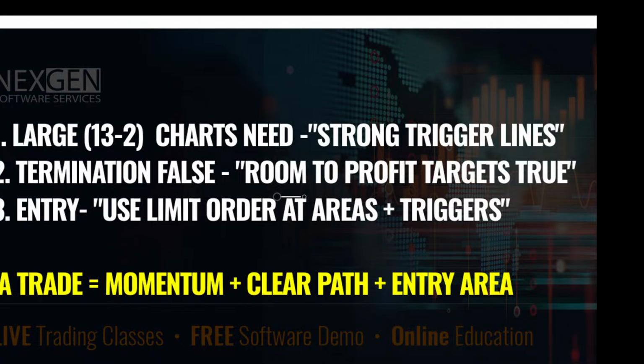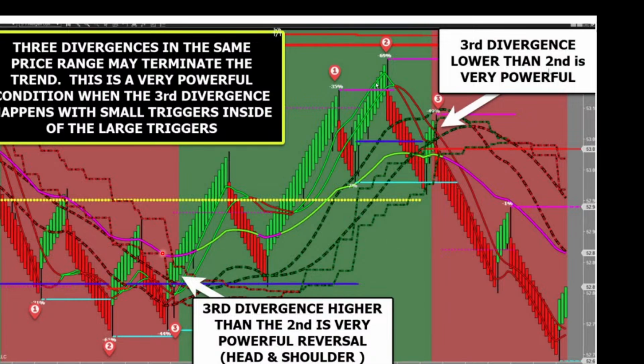If I go to that small chart, there is one time where the small chart behaves as a termination condition. And man, I'm going to say it one more time. There is one time where the small chart behaves as a termination condition and I won't look for the entry. And that is 3 divergences in the same price range. 3 losses of momentum, cyan lines from a low, magenta lines from a high. 3 divergences in the same price range may terminate the trend.